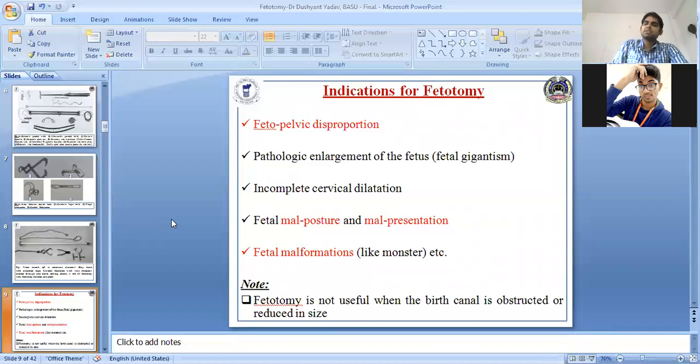And fetal malformation like the monster I said. But never use the phytotomy when the birth canal is obstructed or reduced in size. If there is so much reduction in the size of the birth canal, or there are delayed cases, where swelling is already in the birth canal and emphysema of the fetus has occurred, there you should avoid the phytotomy because laceration and other things will happen if you use the phytotomy.